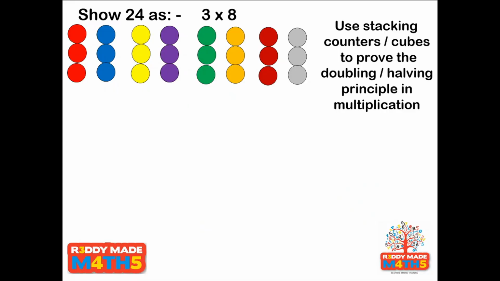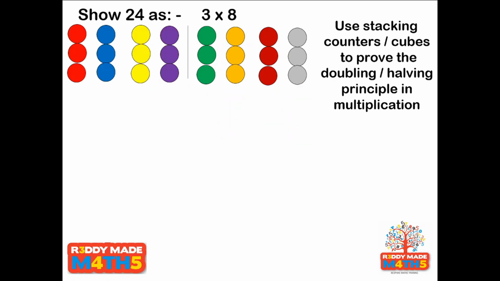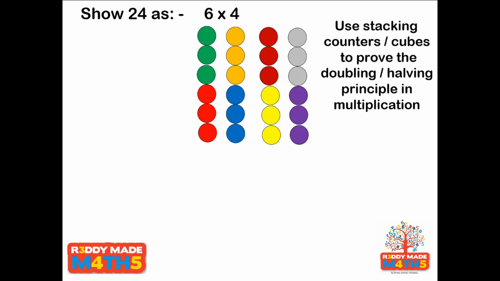And as we just saw in the Reddy Maths classroom, we can now see an example of using cubes or counters to prove the doubling and halving theory. We can see here 3 multiplied by 8. And what we're then going to do is we immediately half the 3 multiplied by 8. We take the red, the blue, the yellow, and the purple, and put those underneath. And what we've now got is 6 multiplied by 4. So we've basically gone from 3 times 8 to 6 times 4. We have halved one side and doubled the other.